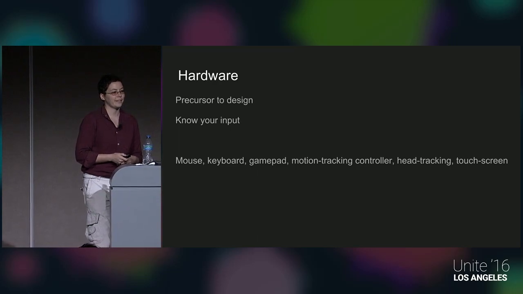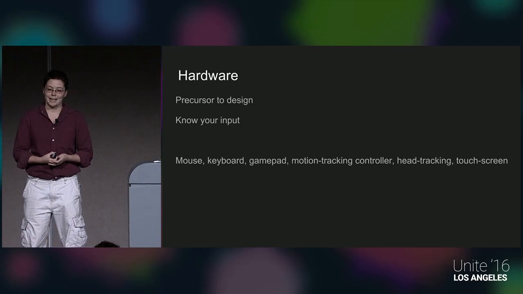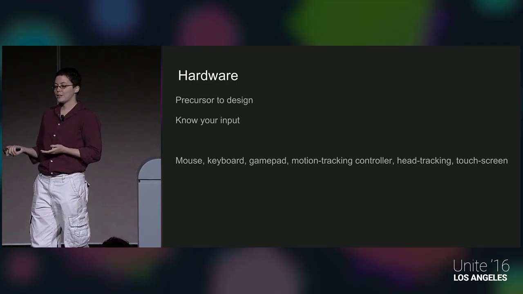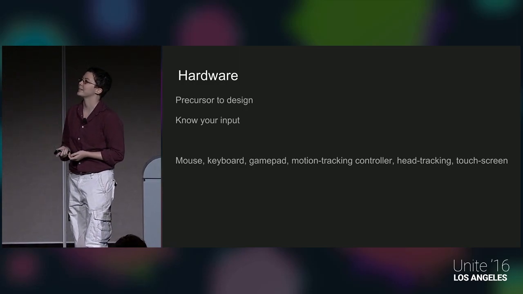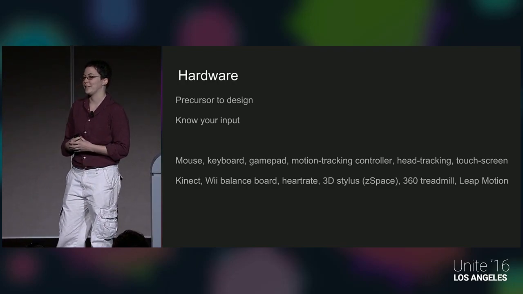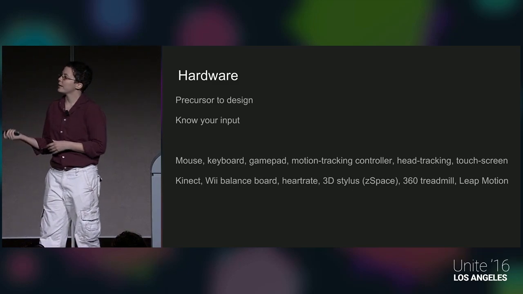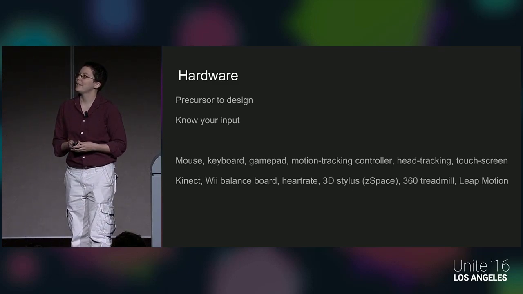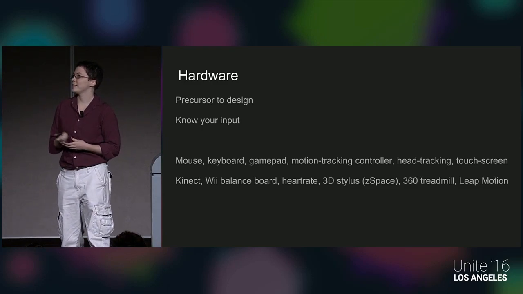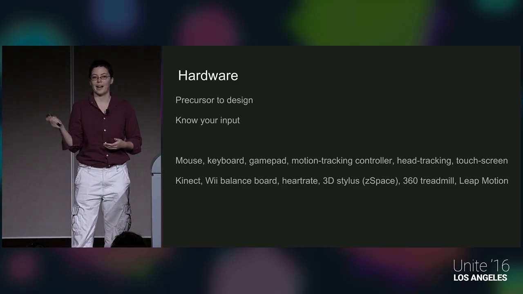So here's a list of some common types of hardware that you've probably played with or possibly made games for. So mouse and keyboard, obviously, gamepad, controller, motion-tracked controller, head tracking, and touch screen. And this list is a little bit more obscure, so you need to think a little bit differently when you're designing for these kind of platforms. So we have the Kinect, the Wii Balance Board, heart rate monitor, or other biometric feedback, 3D stylus, specifically for the ZSpace, which I'll talk about, 360 Treadmill, and Leap Motion.